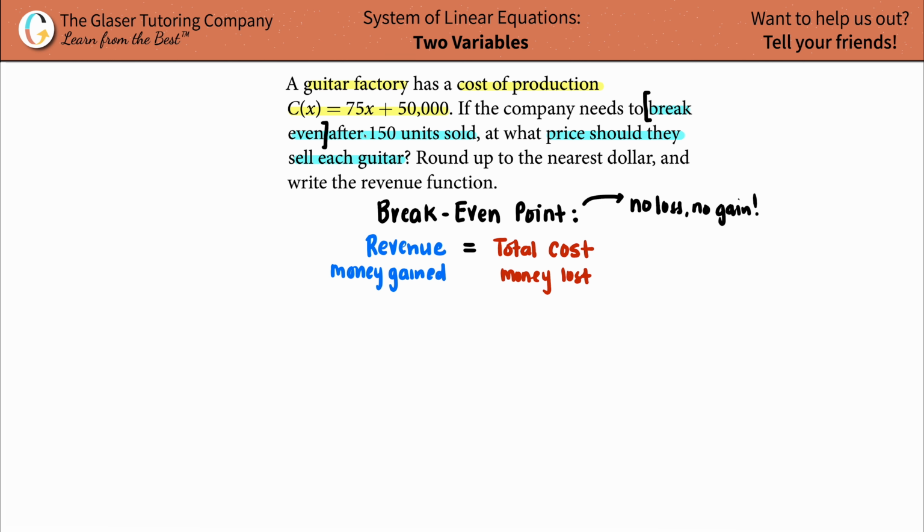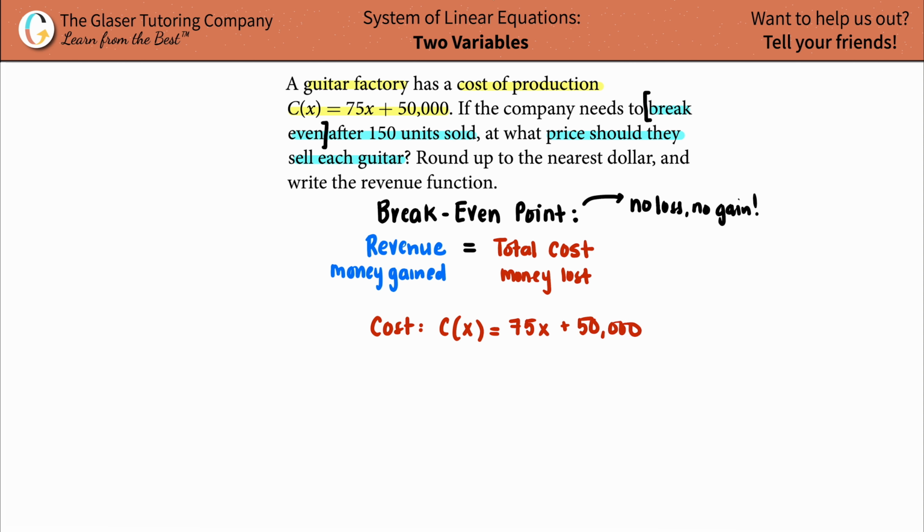Now, in this case, they told us that our cost function, the cost of production, was C of X equals 75X plus 50,000. So we know the total cost part, but the revenue part, they don't give it to us. We have to actually write out that revenue function. But let's see now. If we take our cost, and our cost function is C of X equals 75X plus 50,000.